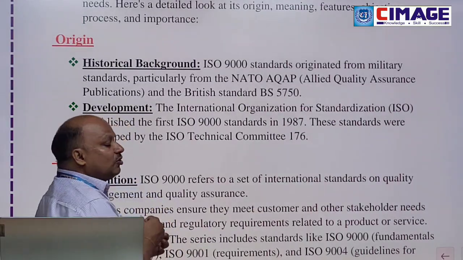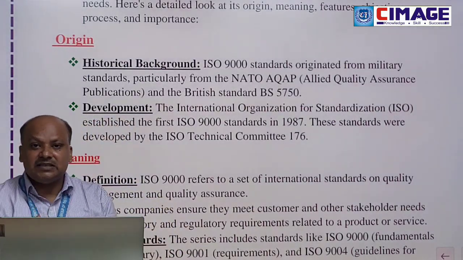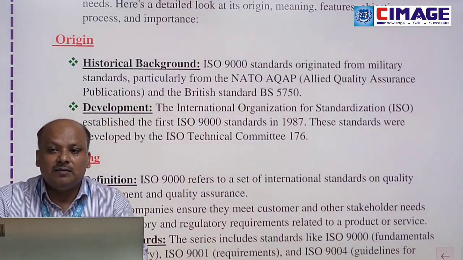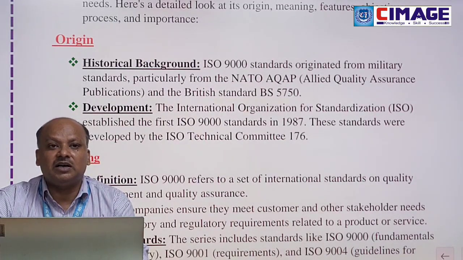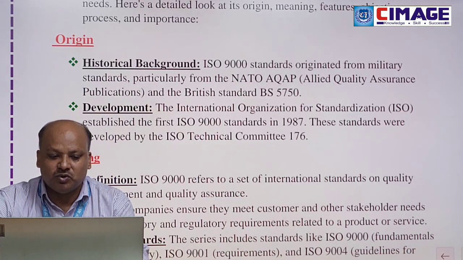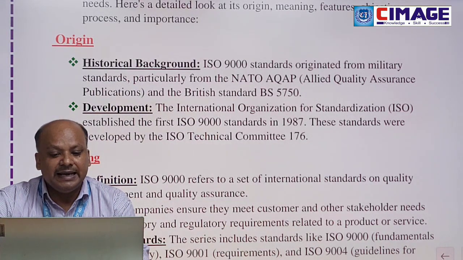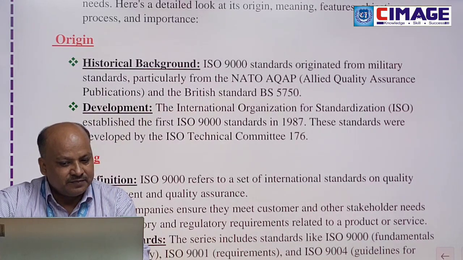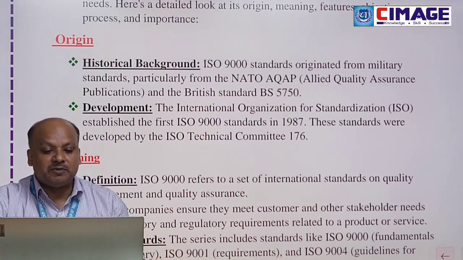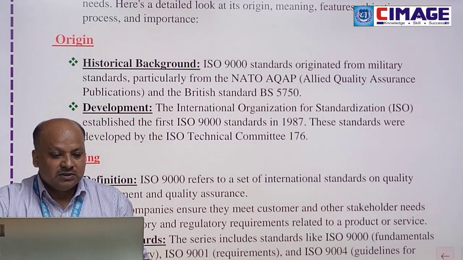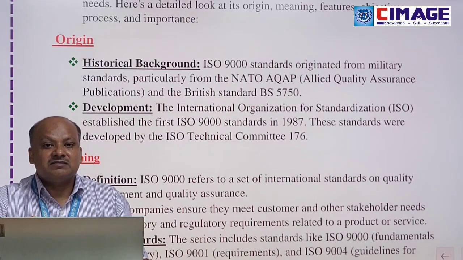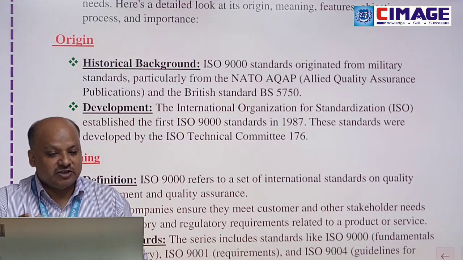Now, how did it develop, with these standards being taken into the production system also? The International Organization for Standardization, that is ISO, established the first ISO 9000 standards in 1987, and these standards were developed by the ISO technical committee of 156 committee members. This was the historical background of ISO.